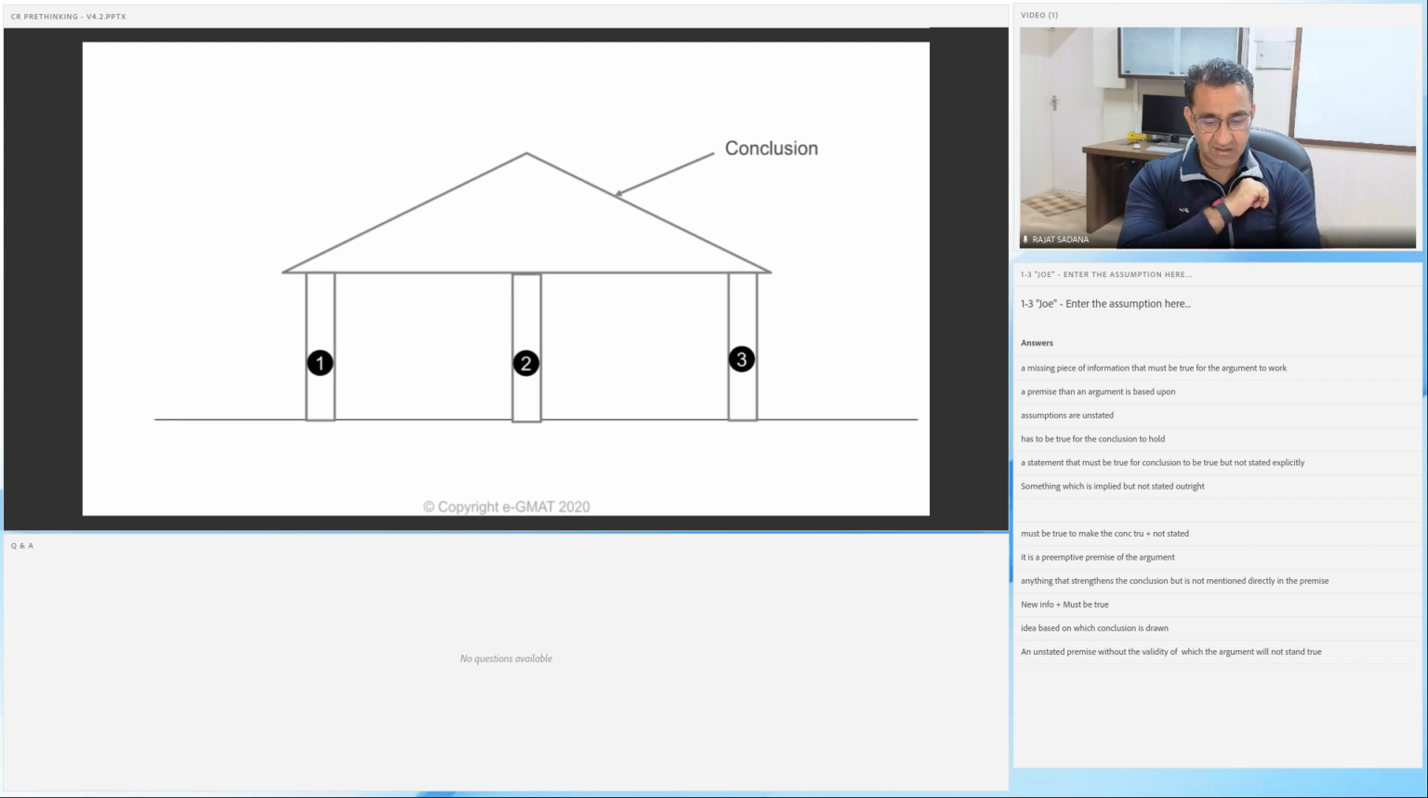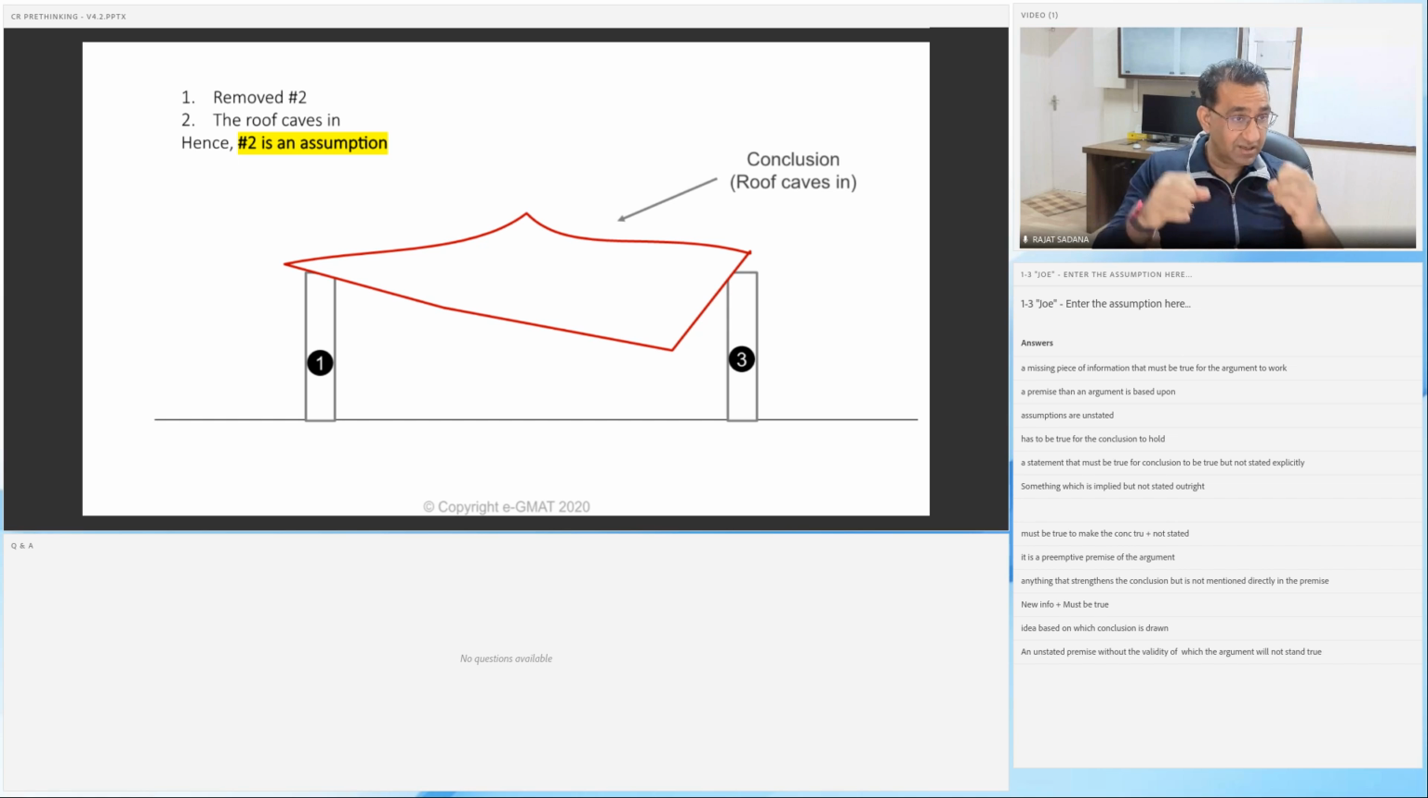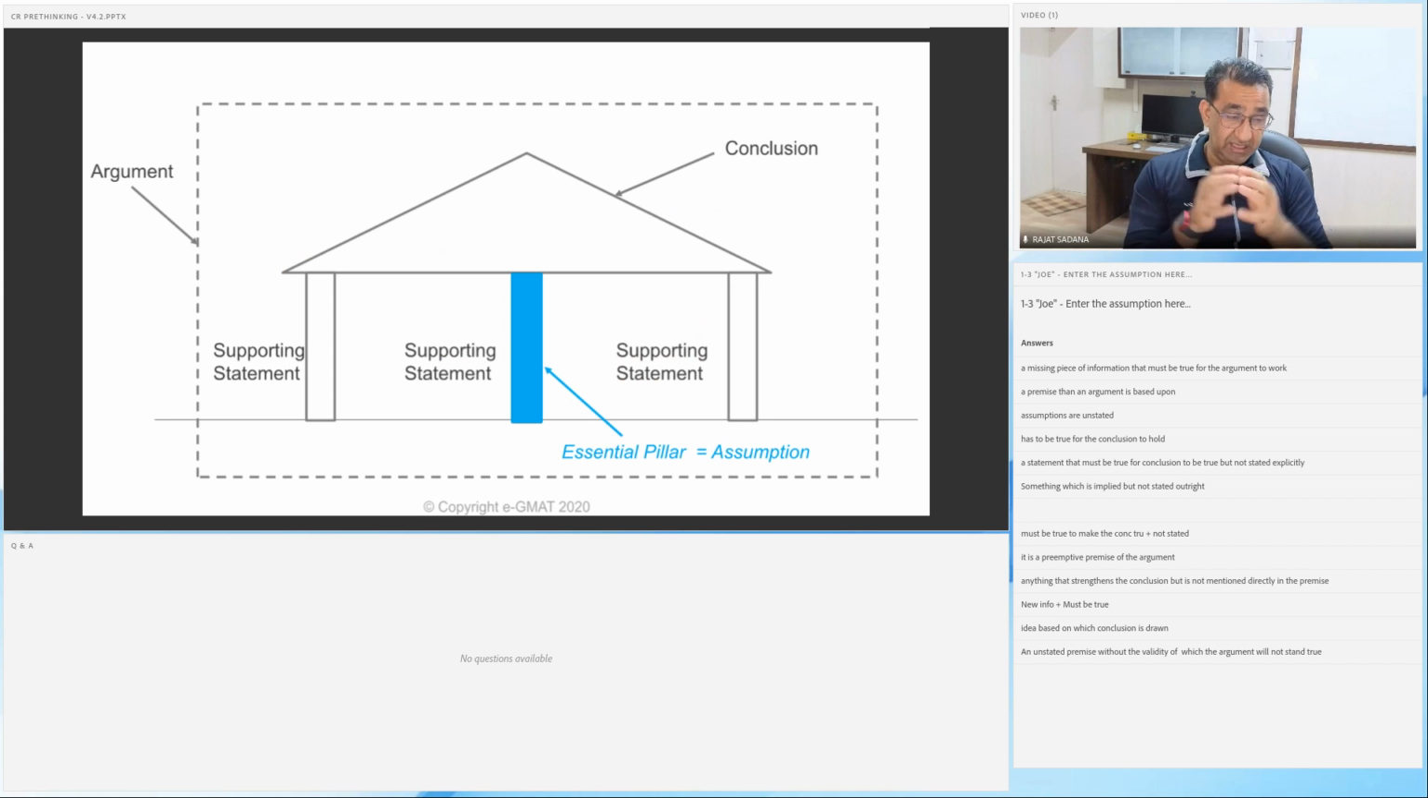Let's bring back everything and remove pillar number two. The moment you do that, the roof caves in. That's what an assumption does. Now, what are these one, two, and three? Each one of them were premises that were not stated in the argument, but only one of them was an essential pillar, which was required for the conclusion to hold through.